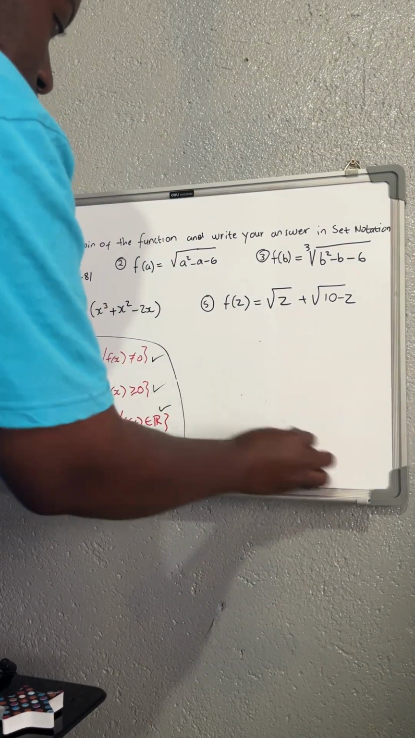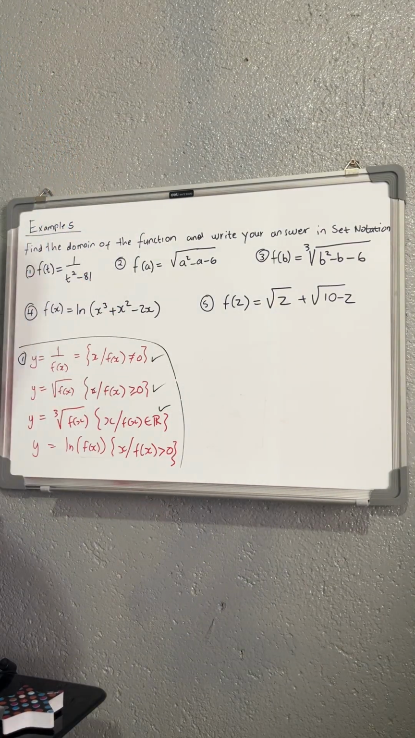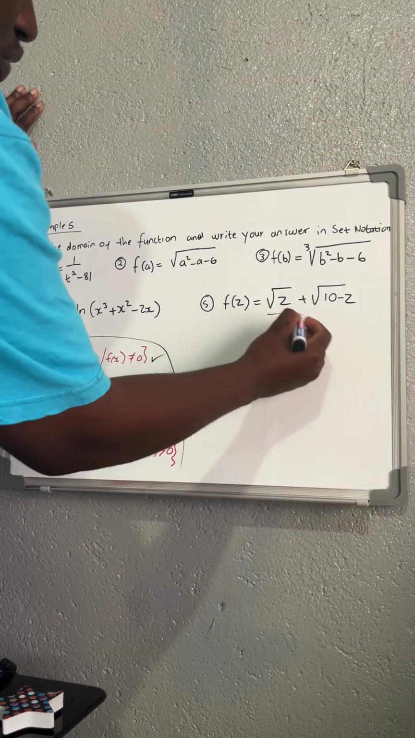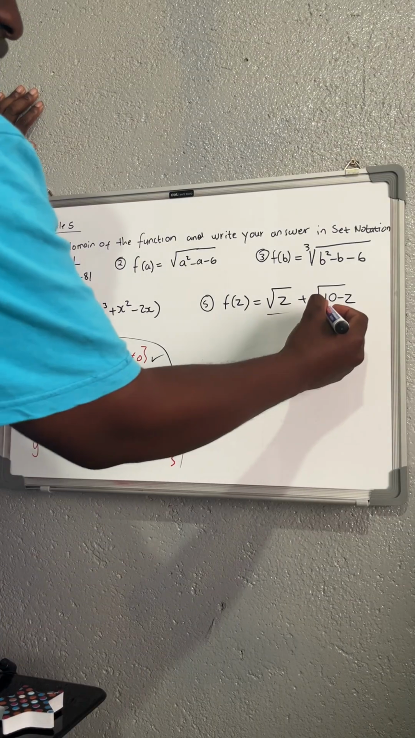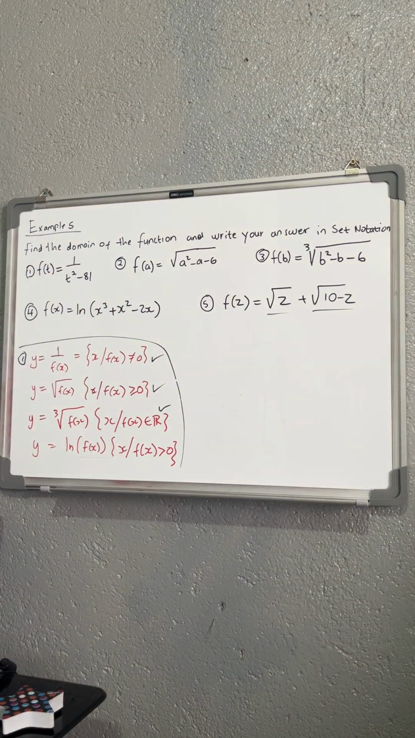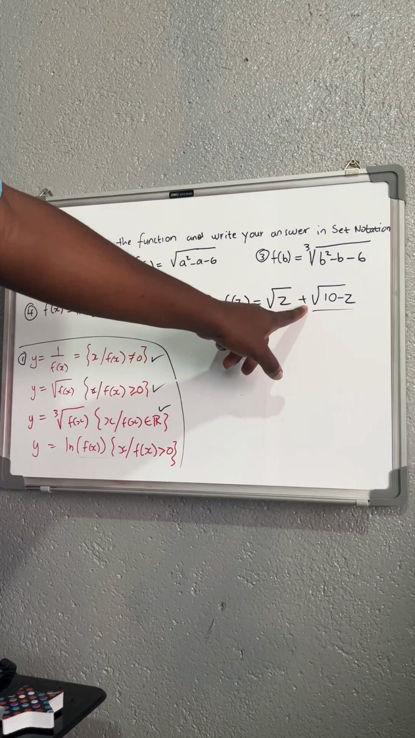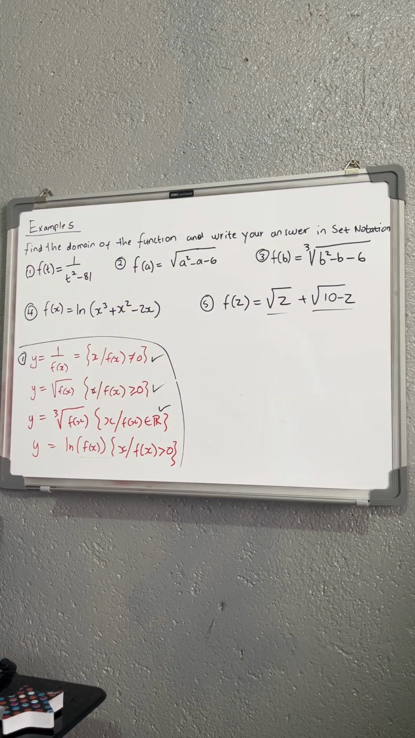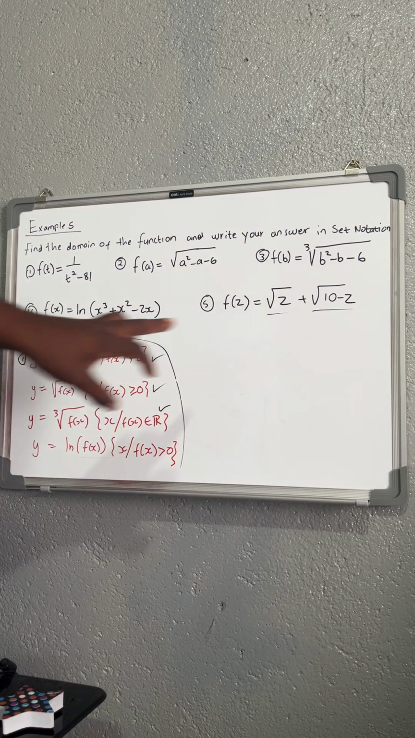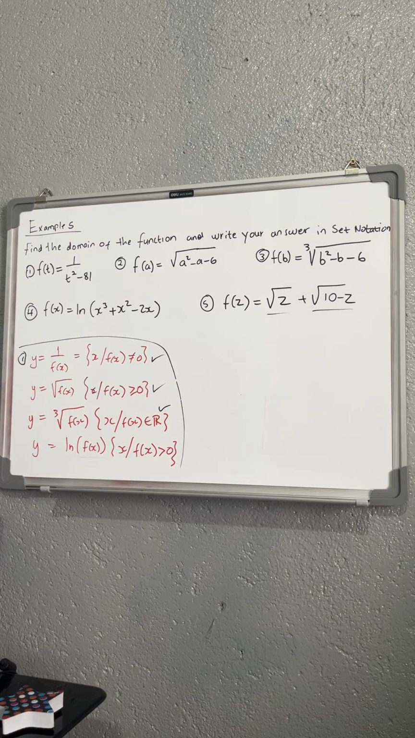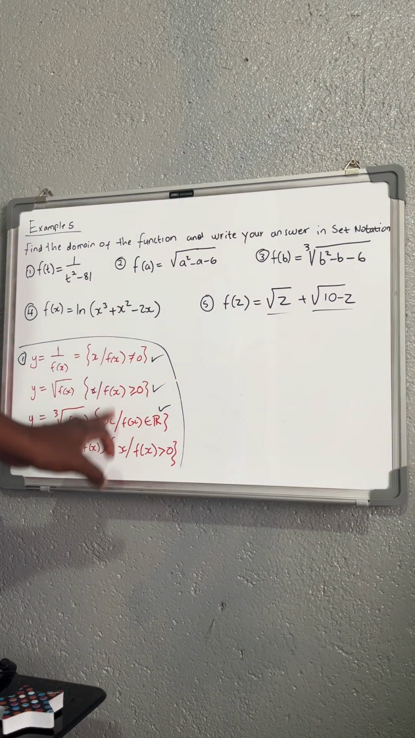The last one, if you are given something that looks like this, you are given the square root of z plus the square root of 10 minus z. So with these types, whether the sign is positive or negative, you have to consider them separately. You solve this part and you come to this part. You still apply the same rules that we have, you see.